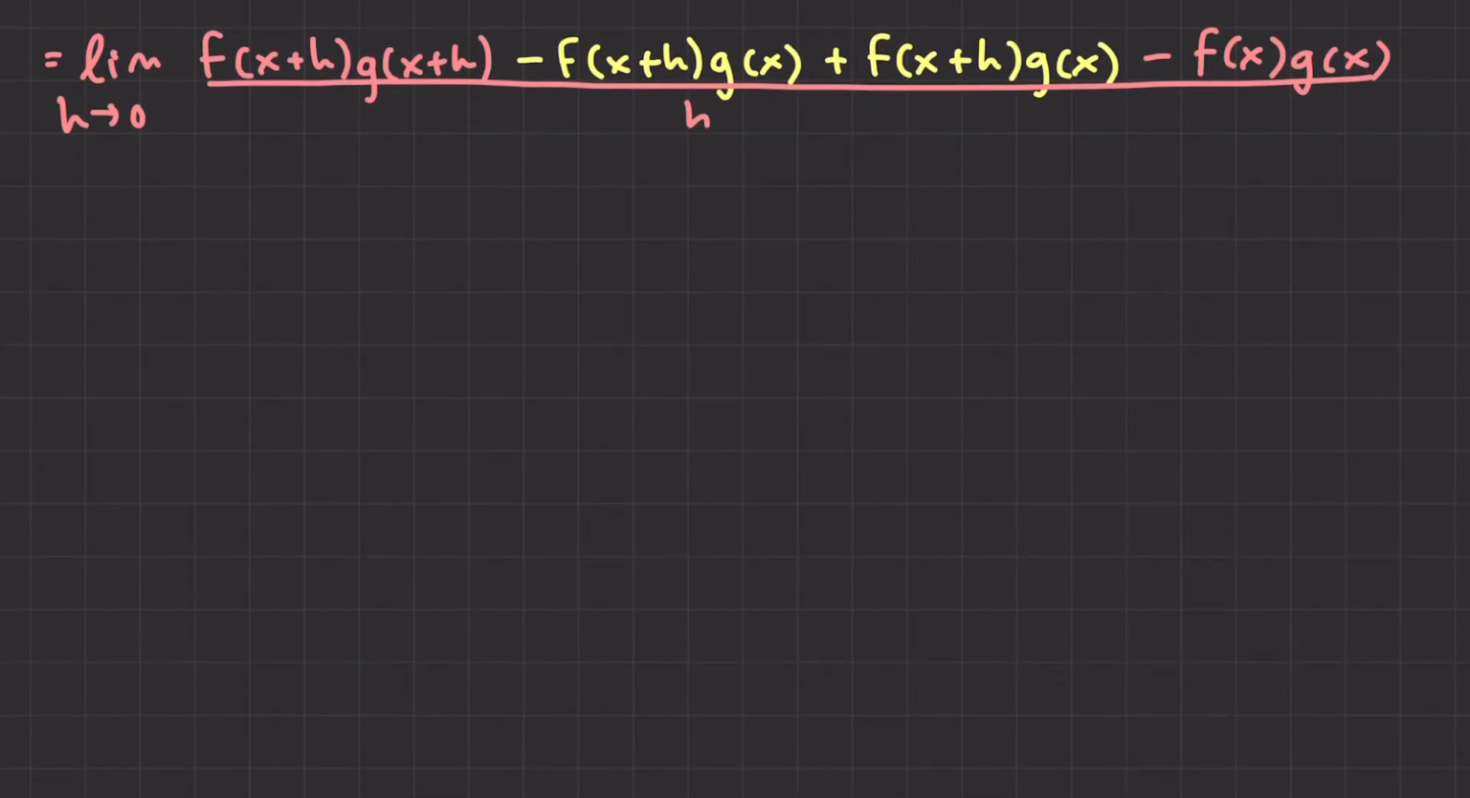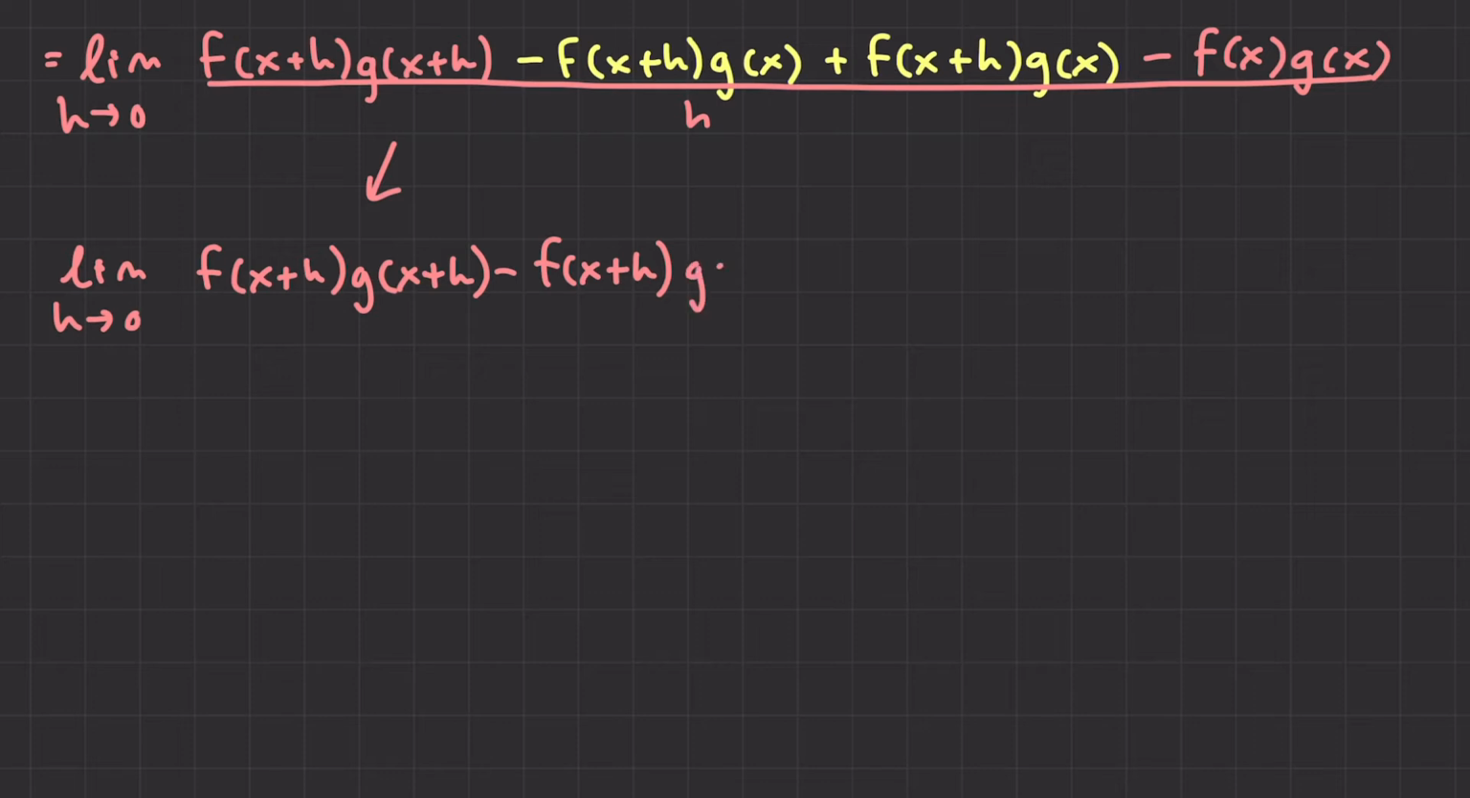On the left here, I'm gonna have the limit as h goes to 0 of, well, I'm gonna take those first two things. So I'm gonna have f of x plus h times g of x plus h minus f of x plus h times g of x all over h.